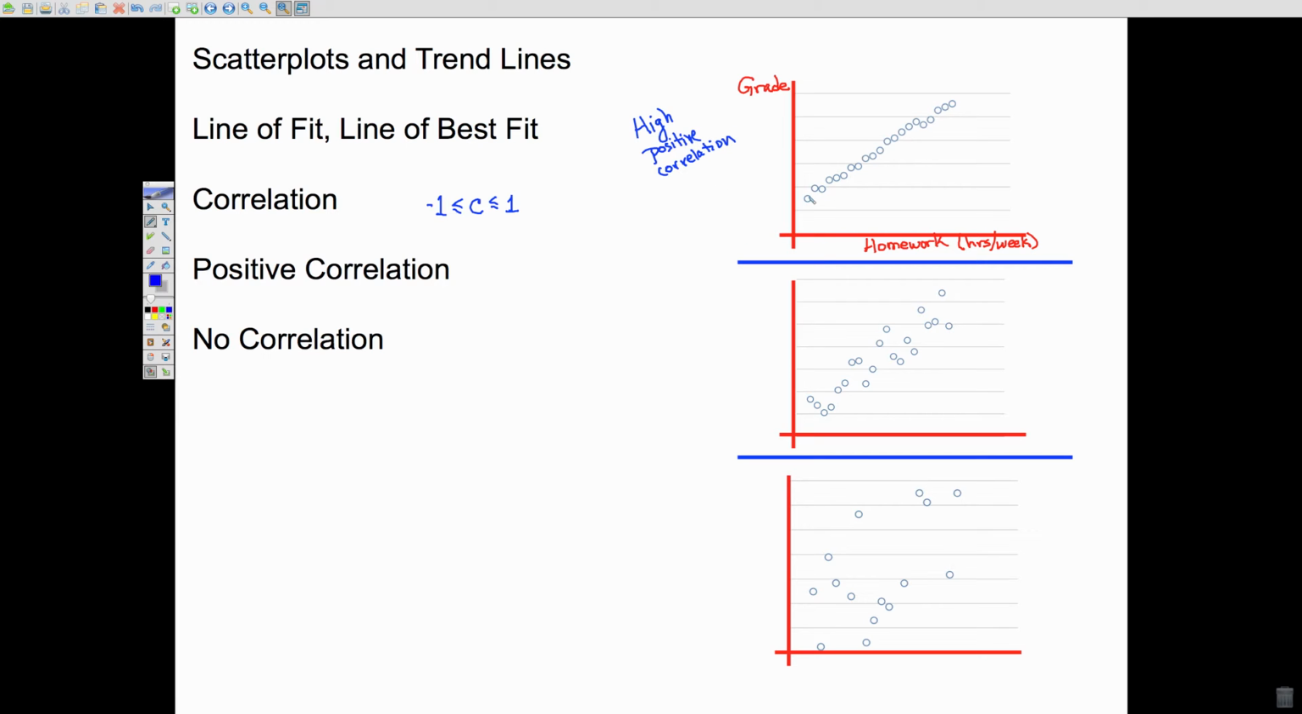It's a high correlation because the data points are very close to a straight line. And it's positive because the slope of this line is positive.